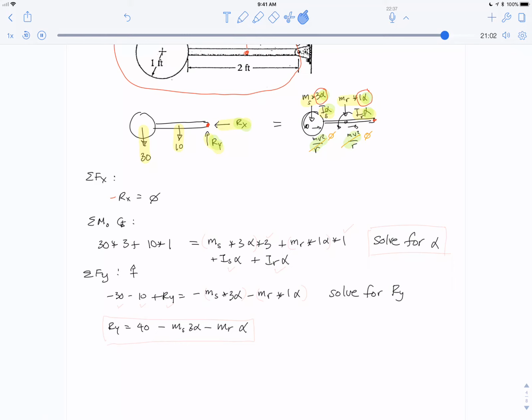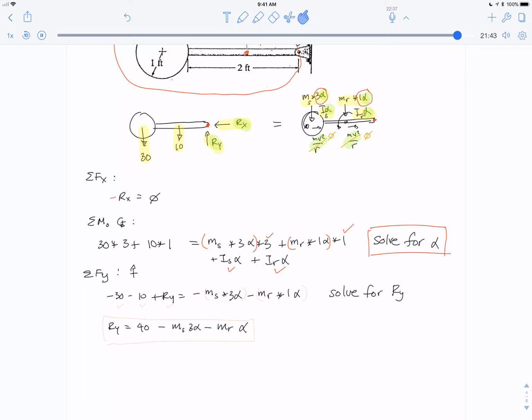Okay, the right-hand side, let's carefully take the moments around the pin. So you have MA of the sphere, so M times 3 alpha, and its moment arm, its distance from the pin, is 3. You have MA of the rod, which is M times 1 alpha. A of the rod is 1 times alpha, times its distance from the pin, which is 1 foot. And then you also have the 2 moments, I of sphere times alpha plus I of rod times alpha. And then you can immediately just solve that for alpha, plug in the numbers. Of course, you have to calculate M and I and all those sorts of things.